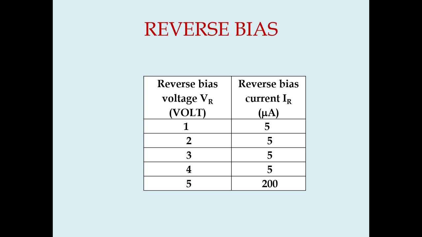The next table represents the readings taken when the diode is in reverse bias. The first column represents reverse bias voltage VR, which is generally increased in steps of 1 volt, and we have increased the reverse bias voltage from 1 volt to 5 volt in steps of 1, and we have the corresponding reverse bias current IR, which was measured in microamperes. For 1 volt it's 5, for 2 volts it's 5 microampere, and for 5 volt it is around 200 microampere.